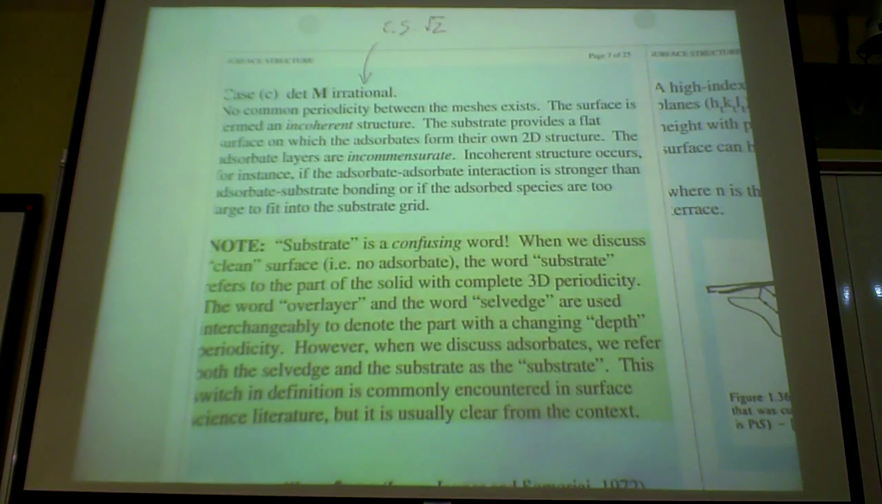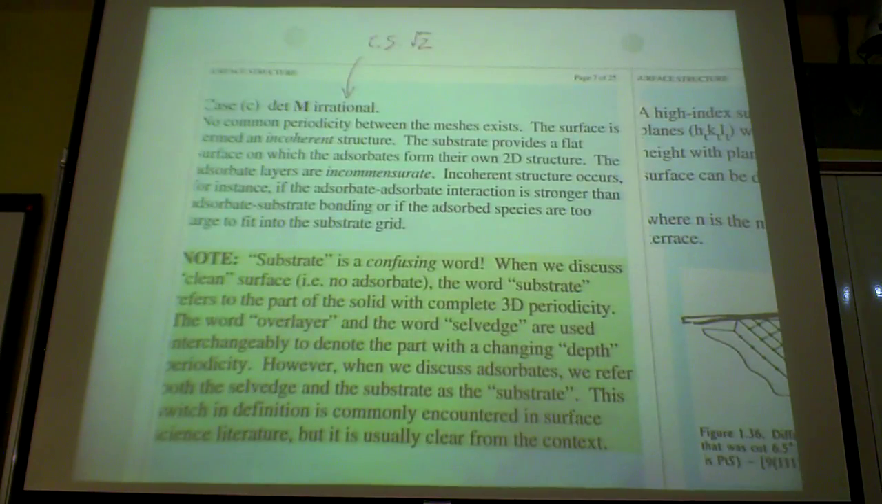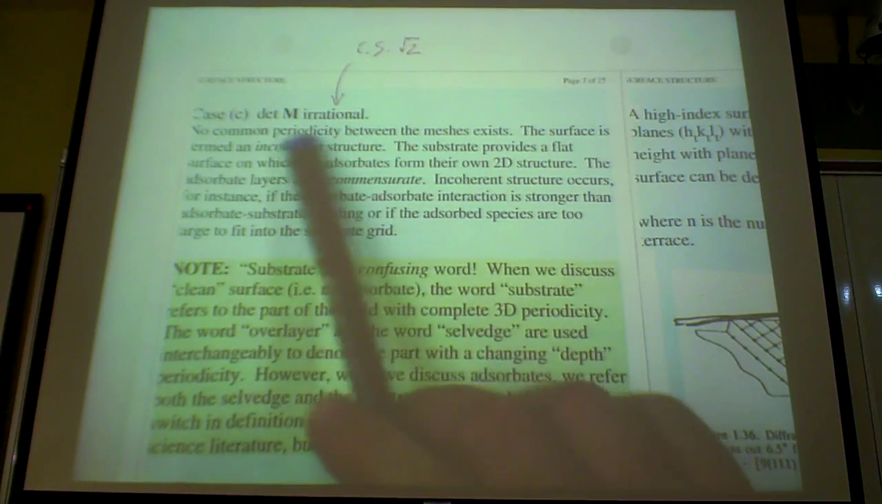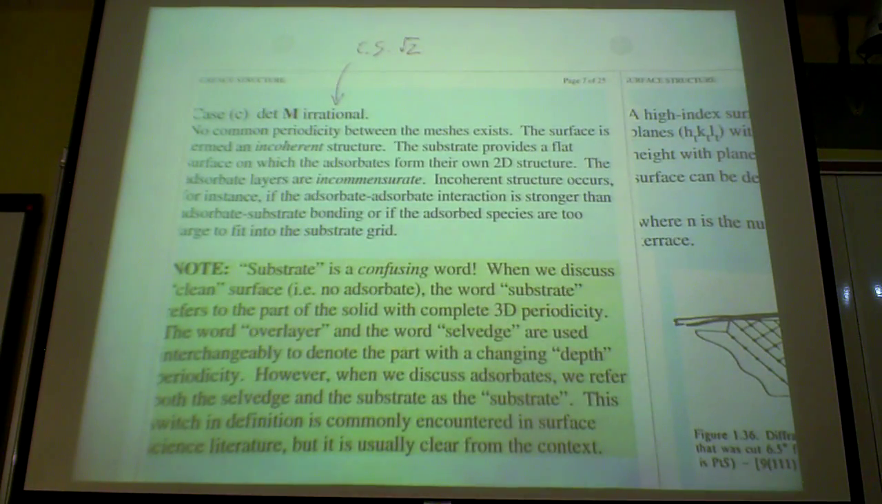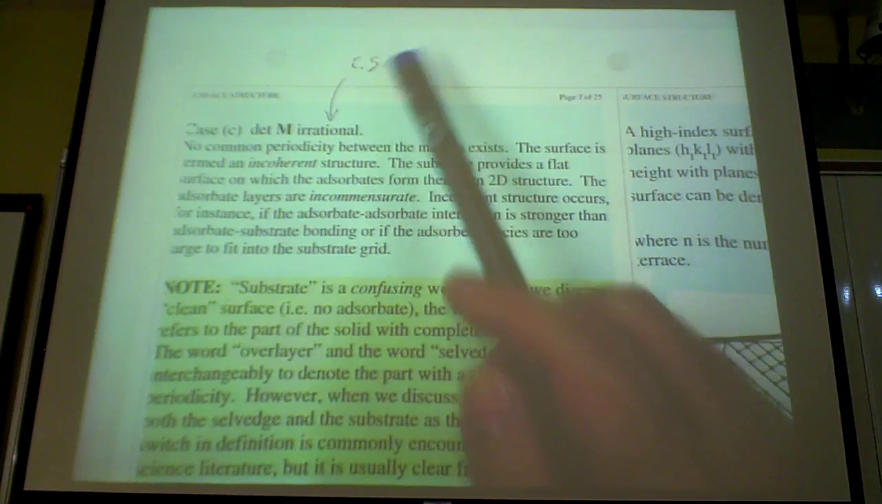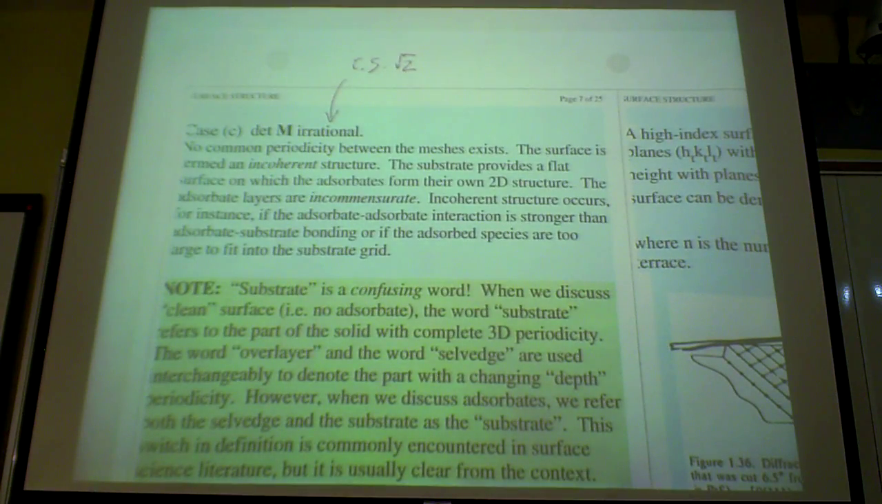And then finally, you have case 3, which is a rather complicated situation when you have very interesting reconstruction. The determinant is no longer a rational fraction. The two areas are not related by a multiple fraction. Rather, they are related by an irrational number. For example, square root 2 is an irrational number, or 1 over square root 2 is also an irrational number. Things like this. Okay, so that's what is meant by irrational.